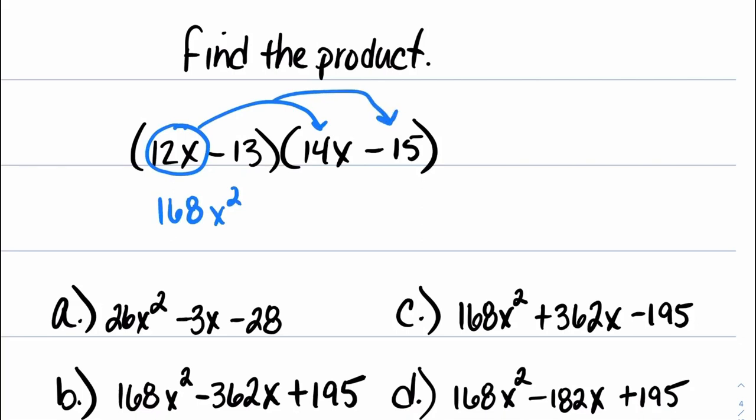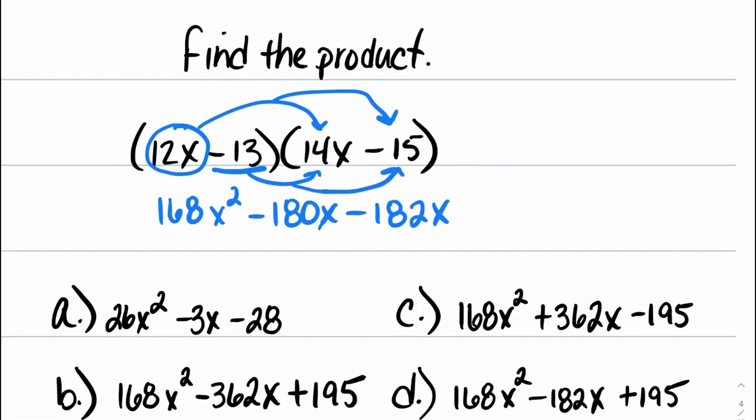X times x is x to the second power. 12x times negative 15 will give us a result of negative 180x. And now we got to come back and distribute the negative 13 to both parts. Well, negative 13 times 14x is negative 182x. And then negative 13 times negative 15 would give me a positive 195.